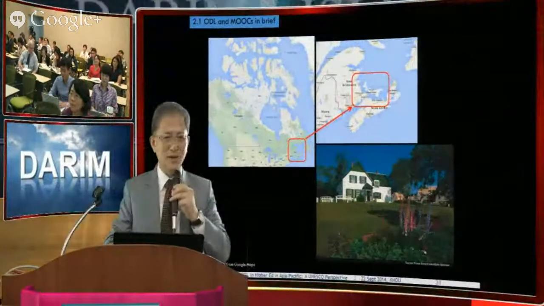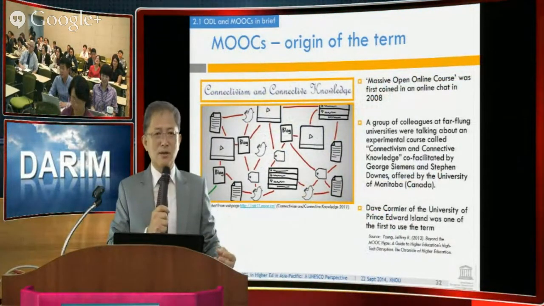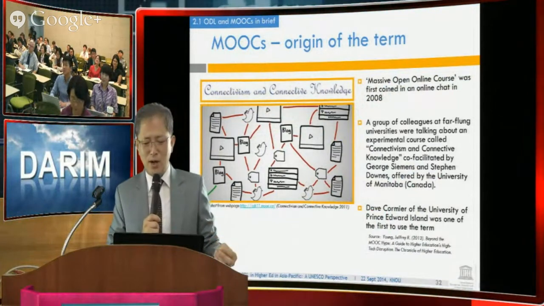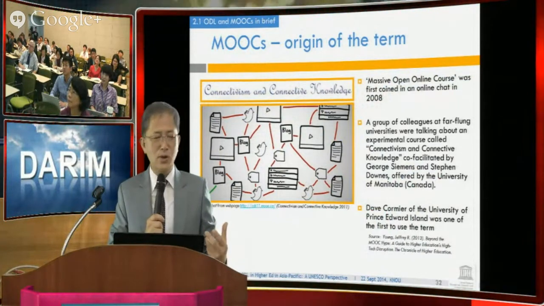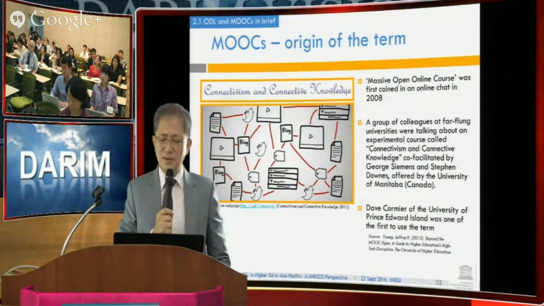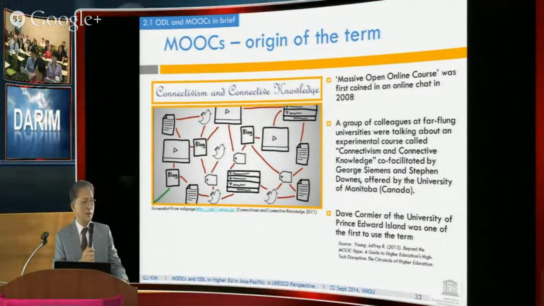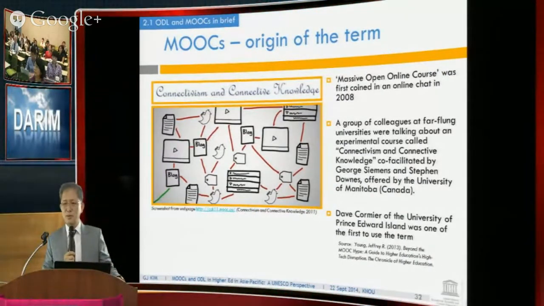Why am I mentioning this? Because after extensive search, we learned that this is the place where a professor by the name of David Cormier coined this concept of MOOCs. I don't know if any of you know him. He is one of those who coined the concept.